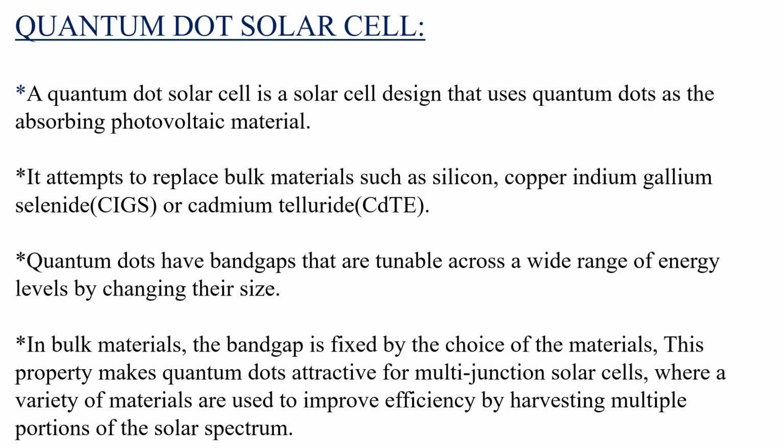The next type of solar cell is the quantum dot solar cell. A quantum dot solar cell is a solar cell design that uses quantum dots as the absorbing photovoltaic material. Here, as of 2022, efficiency exceeds 18.1%. Quantum dot solar cells have the potential to increase the maximum attainable thermodynamic conversion efficiency of solar photon conversion up to about 66% by utilizing hot photo-generated carriers.